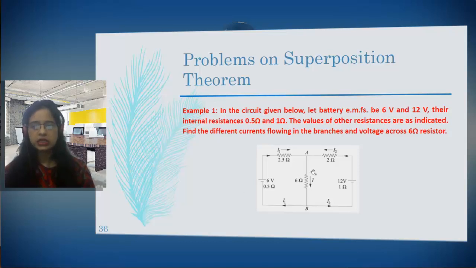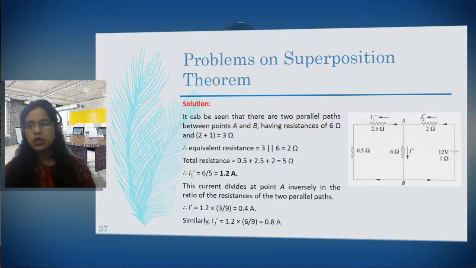This is the 6 ohm resistor, and the voltage across it is also asked. After finding the current, we can find the voltage drop. So let's begin with the problem.